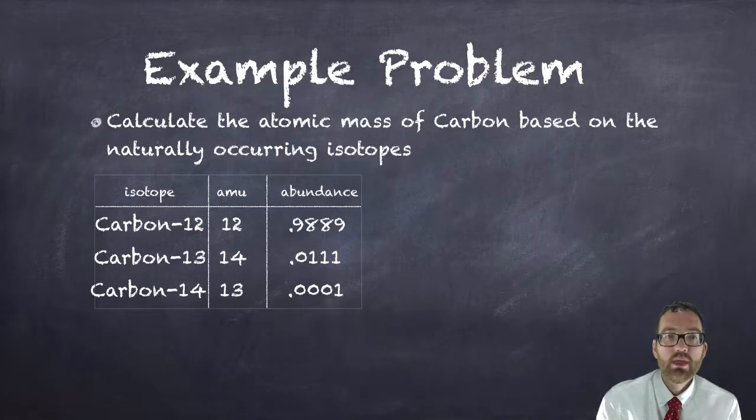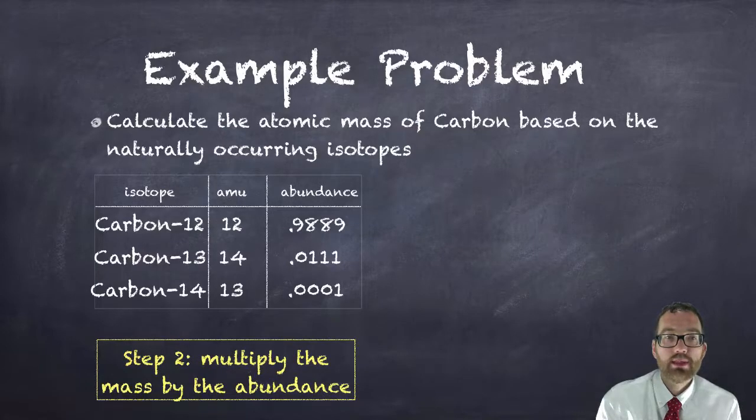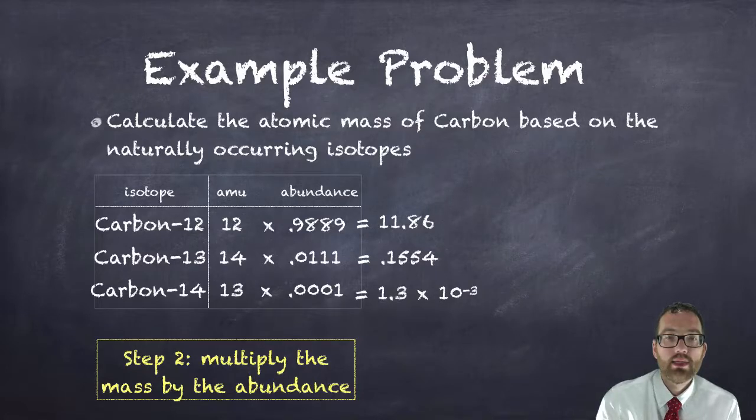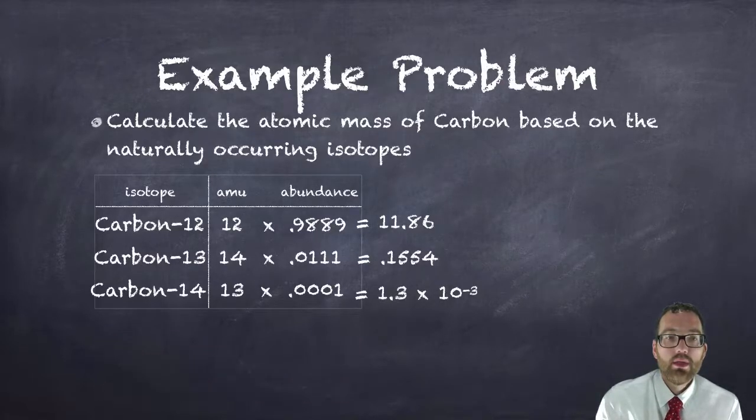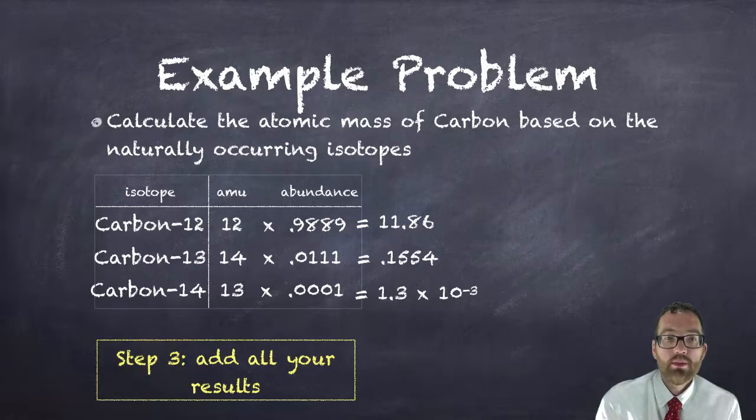0.0001. Step number 2, we want to multiply that mass that's given in the problem by the abundance. So 12 times 0.9889 is 11.86. 14 times 0.0111 is 0.1554. And 13 times 0.0001 is 1.3 times 10 to the negative third. Step number 3, all you need to do is add them up. So you add all those numbers up and you will get 12.0167 AMUs, atomic mass units.